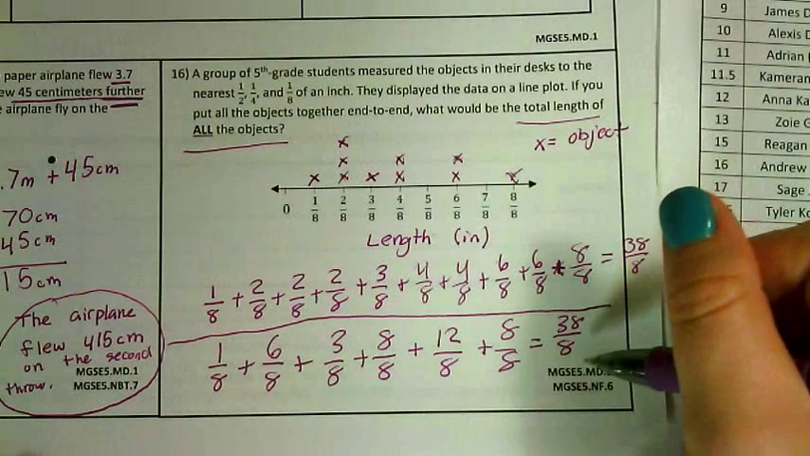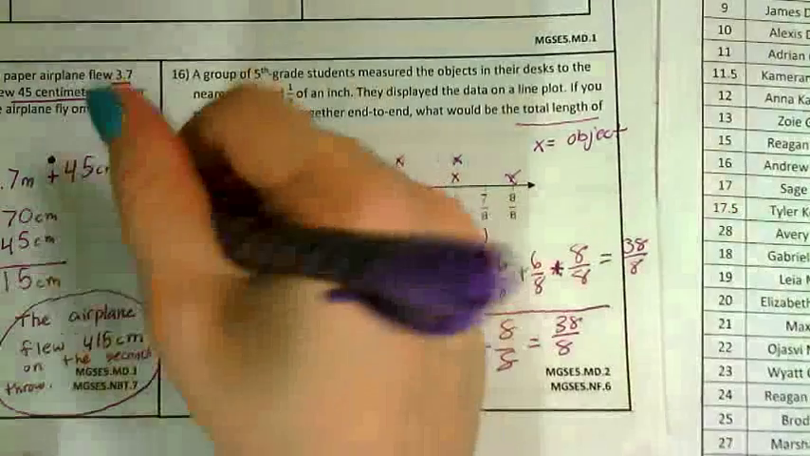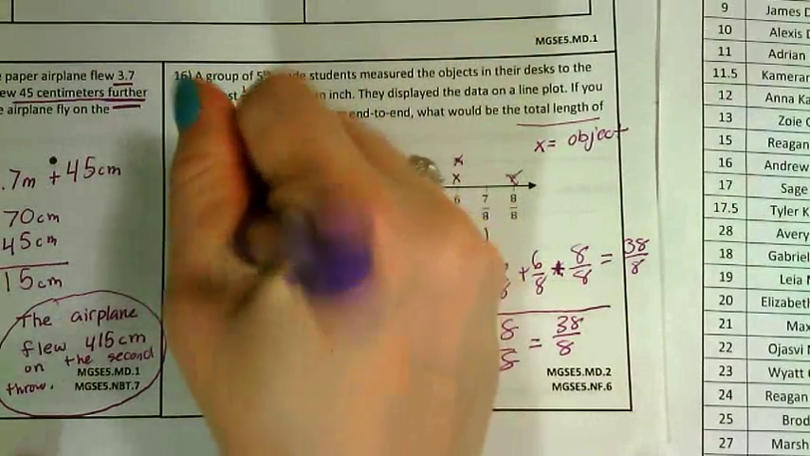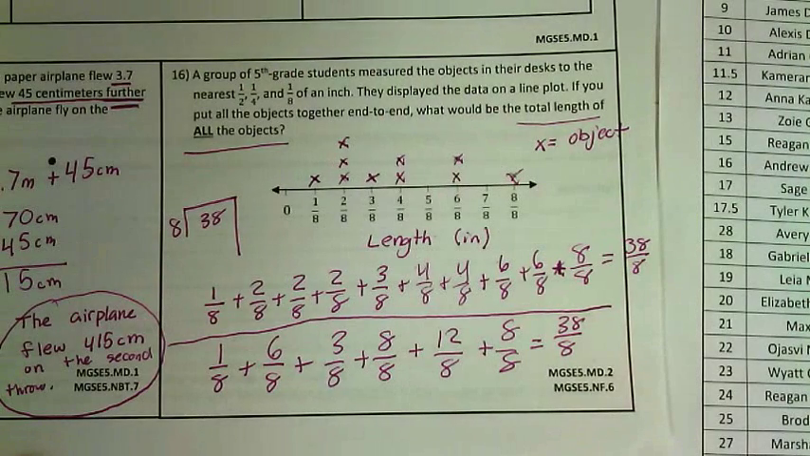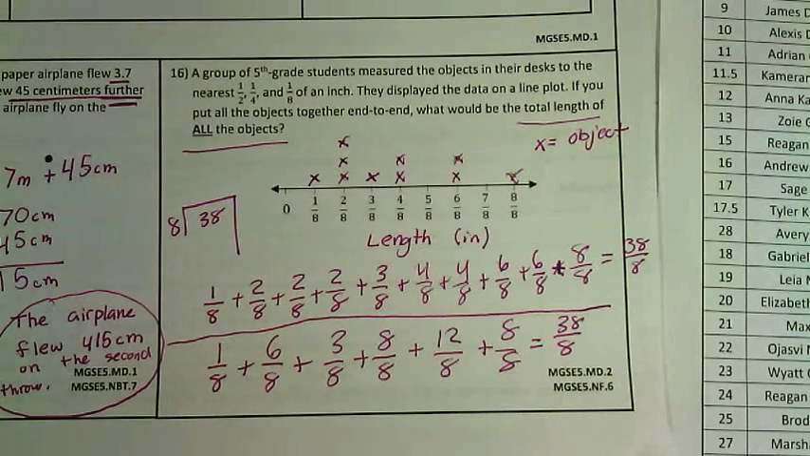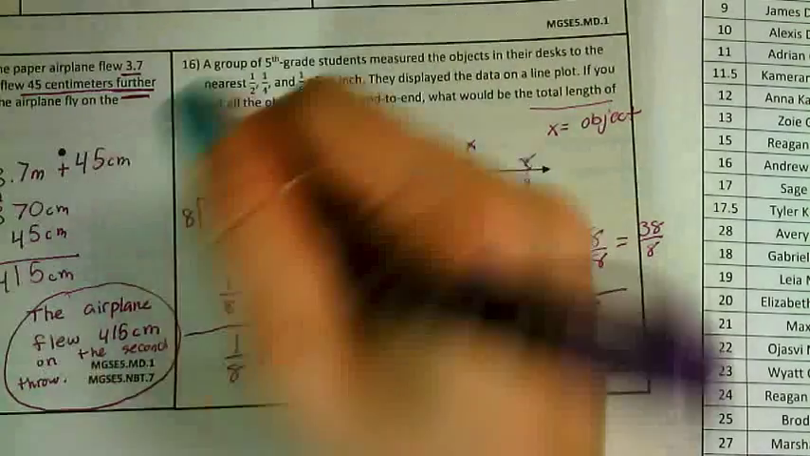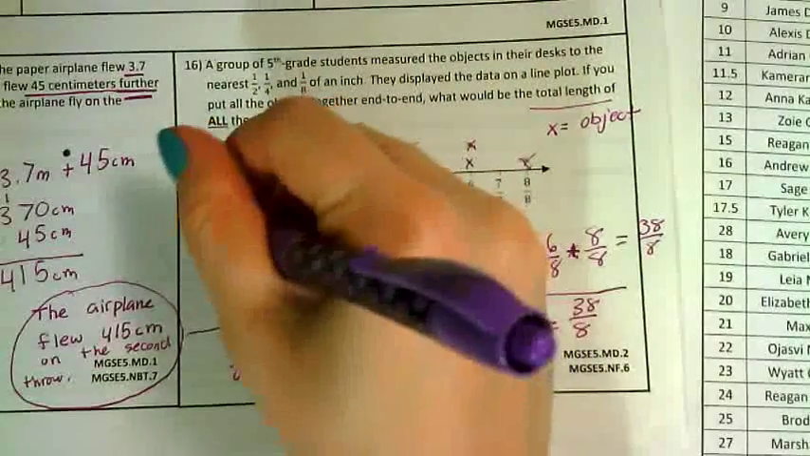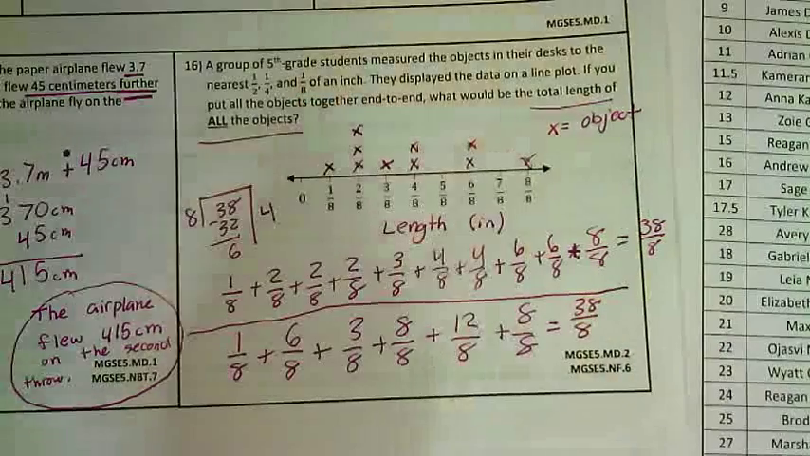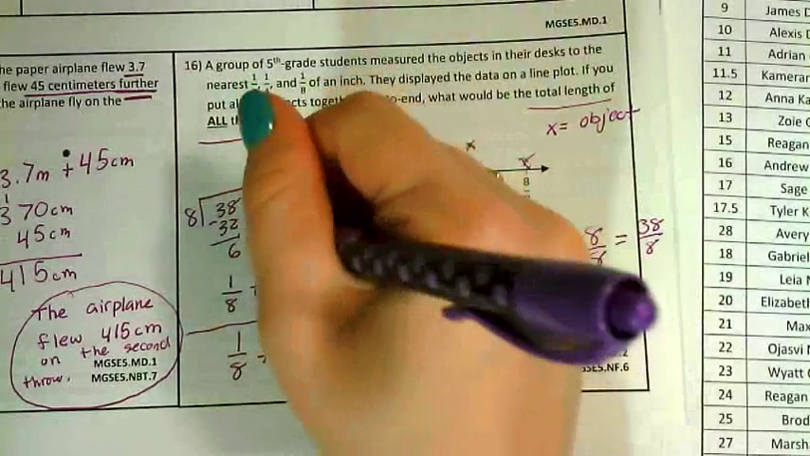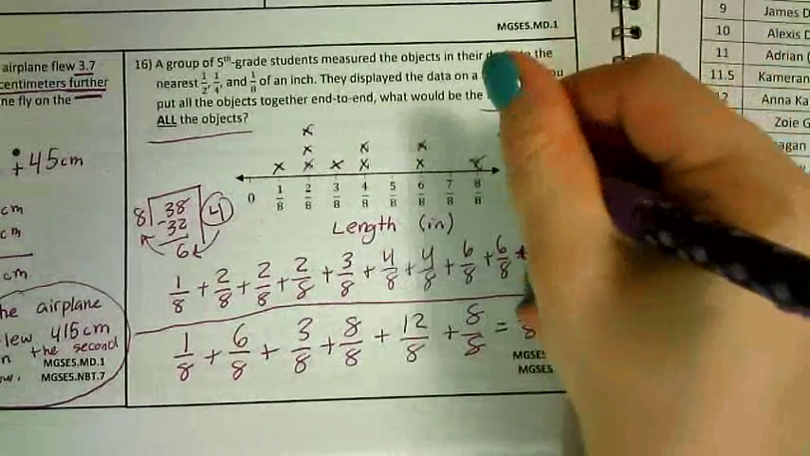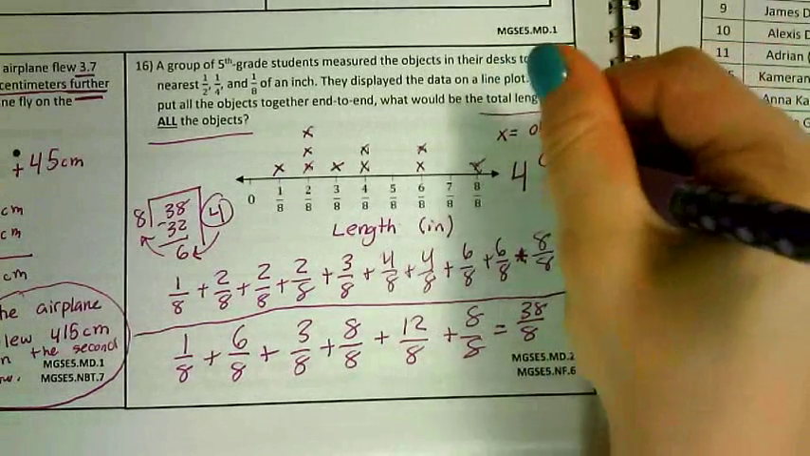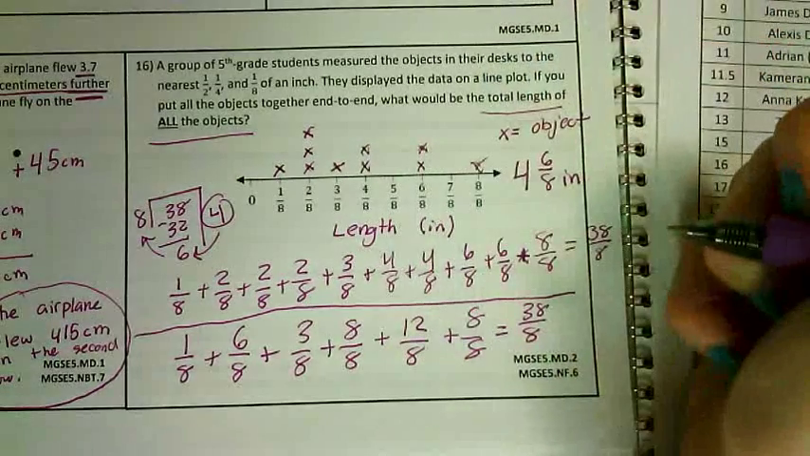I know that fractions are the same thing as division, so I can say 38 divided by 8. How many times can 8 go into 38? Well, I know that 8 can't go into 38 evenly, but if I did 8 times 4, that would give me 32, right? So let's do it times 4. Subtract it out, 8, 7, 6. 8 can't go into 6. So I've got 4 wholes and 6 out of 8 pieces left over. So I could say there are 4 and 6/8 inches.